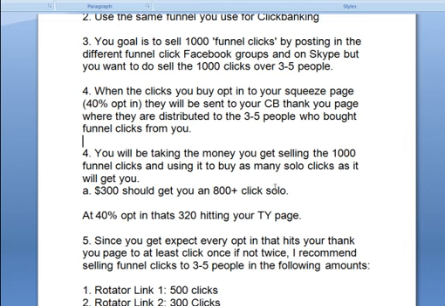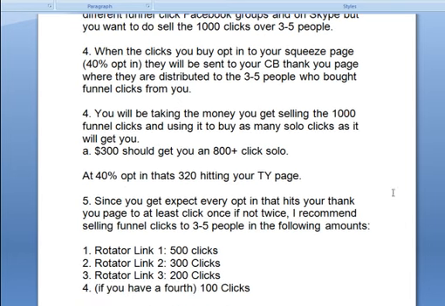You might be able to work a deal with somebody and actually get a full 1,000 clicks because the prices have dropped a little bit. But it's going to get you at least 800 clicks on a solo ad. Now at 40% opt-in, we're just going through the numbers here again, 40% opt-in, that's 320 leads hitting your thank you page, right?